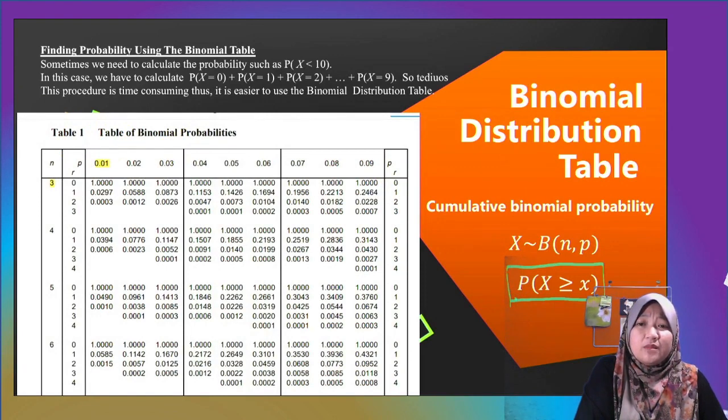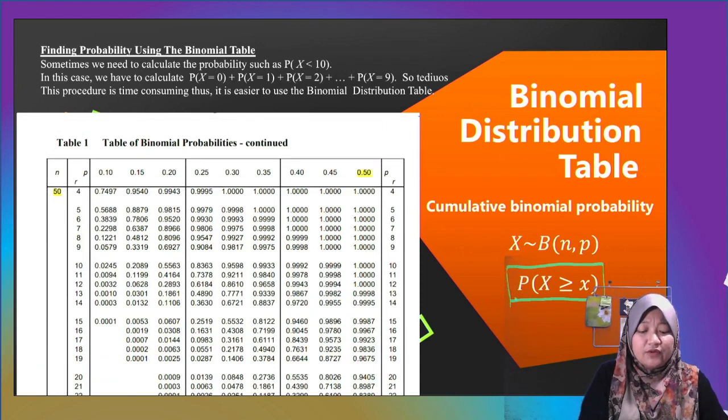For binomial table, okay, kita kena kenal dulu. Okay, the minimum probability is 0.01. The smallest n dalam table ni adalah 3 and the smallest probability is 0.01. And the largest n for this table is 50 and the largest probability is 0.5. Jadi kalau probability yang more than 0.5, kita ada cara lain sikit. Nanti saya akan bincangkan ada satu soalan yang melibatkan probability yang lebih daripada 0.5.